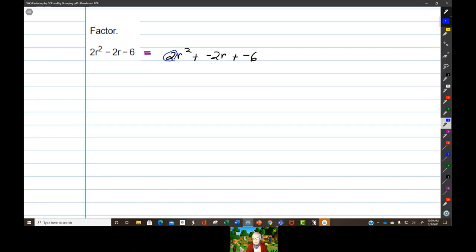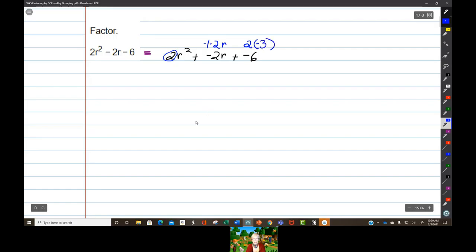There's a 2, but negative 2r, well, I need a positive 2, not a negative 2. So here's what I'm going to do there. I know that negative 2 also equals negative 1 times positive 2, and then times r. And negative 6, if I need a positive 2, is going to be positive 2 times negative 3.